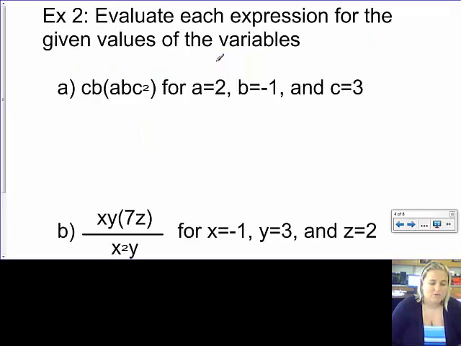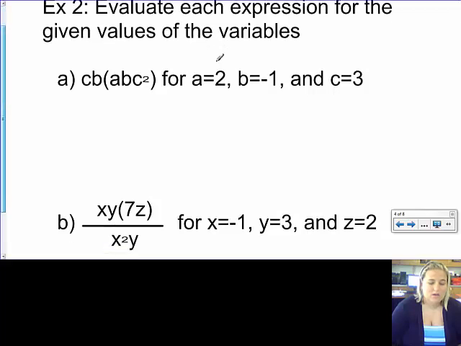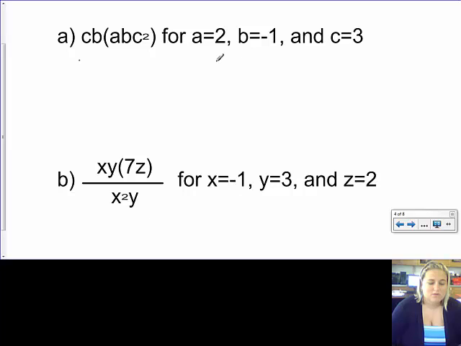Evaluate each expression for the given values of the variables. Same thing is going on here. Instead of C, I'm going to substitute 3. Instead of B, I'm going to substitute negative 1. And then I have the quantity of A, which is 2, times B, which is negative 1, times C, which is 3, and that C is being squared, and that's in that parenthesis. Again, order of operations, we do parentheses. Inside these parentheses, I have exponents, so I have 3 to the second power, which gives me 9, and I'm going to bring everything else straight down.